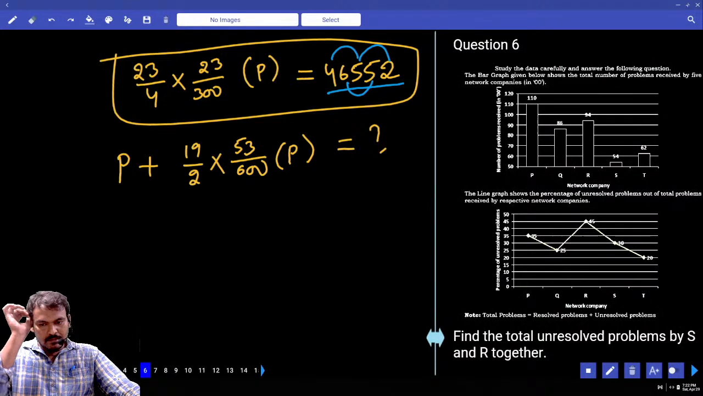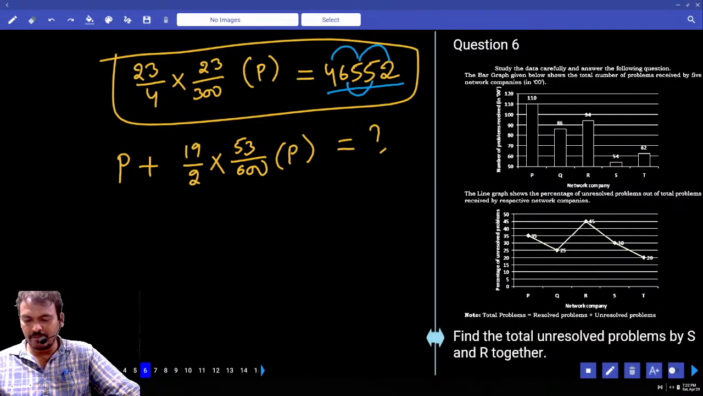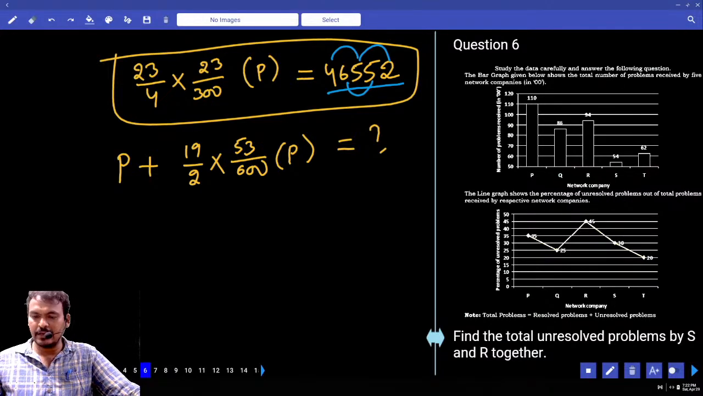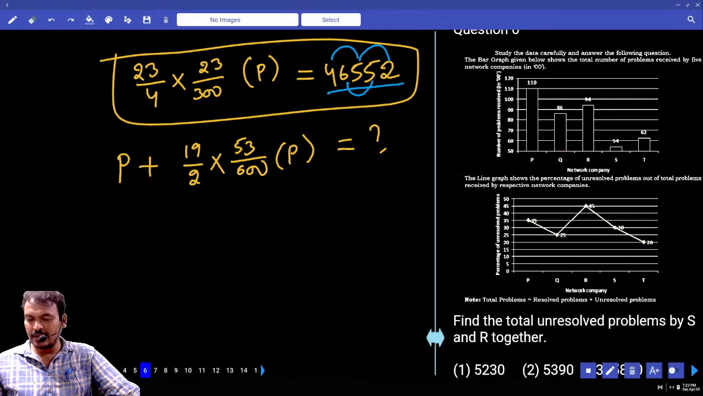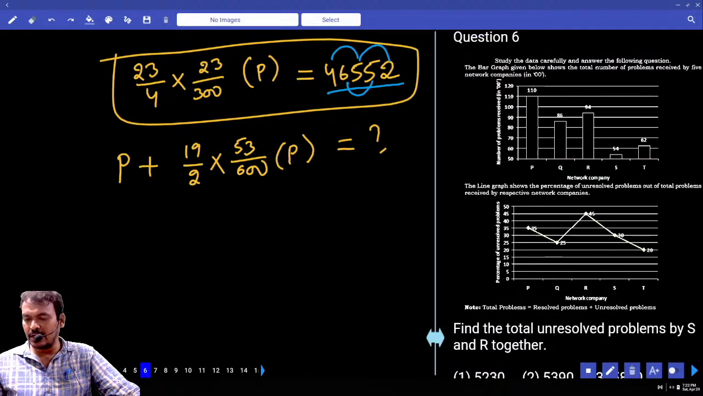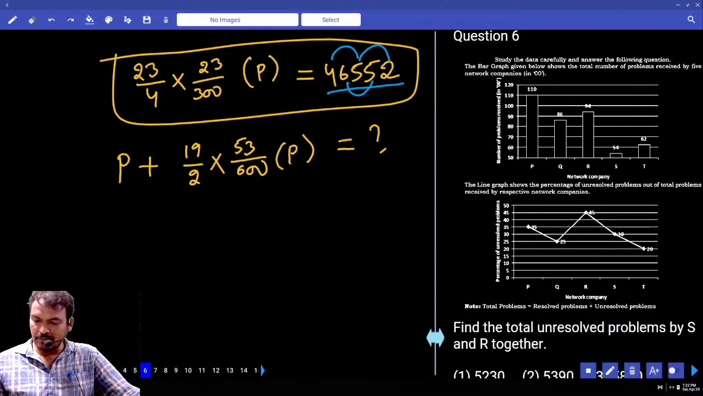Study the data. The bar graph given below shows the total number of problems received by 5 network companies in hundreds or thousands. Hundreds means each value is multiplied by 100. And what is the first one? The line graph shows the percentage of unresolved problems out of the total problems received by respective network companies. First one, total number of problems. Second one, resolved problems or unresolved.